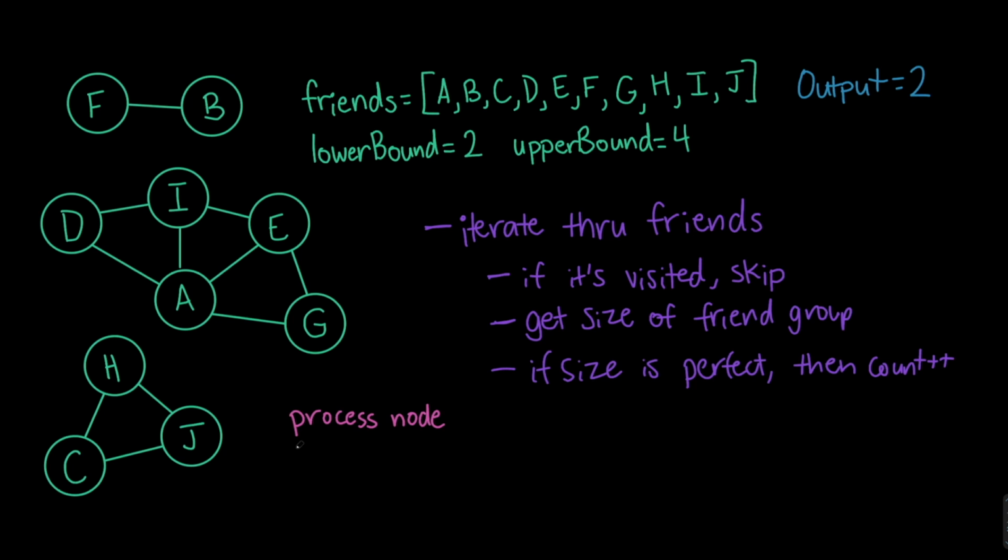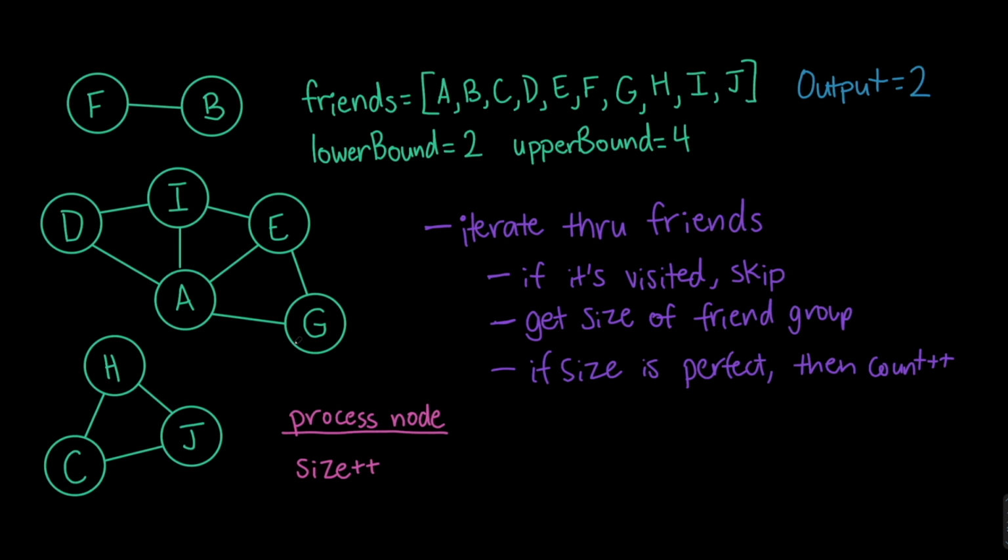So for this problem, we want to figure out how we can modify the process node step so that we can also return the size of a given cluster or friend group. And the way we do that is we can just have some sort of counter that is the size of the friend group. And for every node, I won't say count plus plus because we've already used that here, so let's just say size plus plus, just to say that we're incrementing the size of this graph.